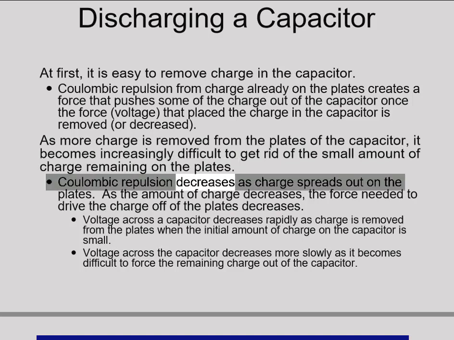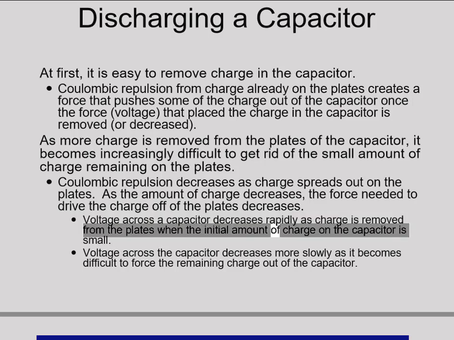Coulombic repulsion decreases as charge spreads out on the plates. As the amount of charge decreases, the force needed to drive the charge off of the plates decreases. Voltage across a capacitor decreases rapidly as charge is removed from the plates when the initial amount of charge on the capacitor is small. Voltage across the capacitor decreases more slowly as it becomes difficult to force the remaining charge out of the capacitor.